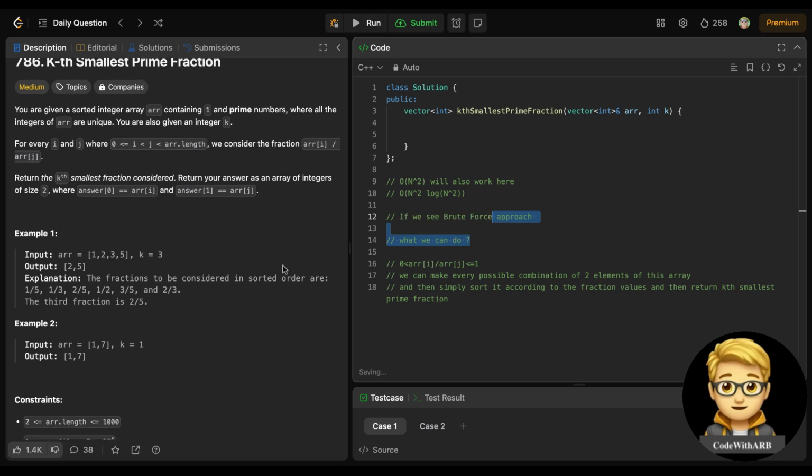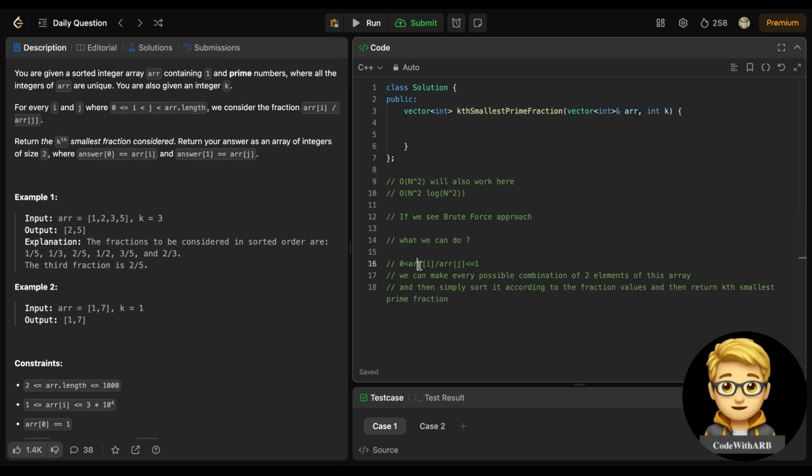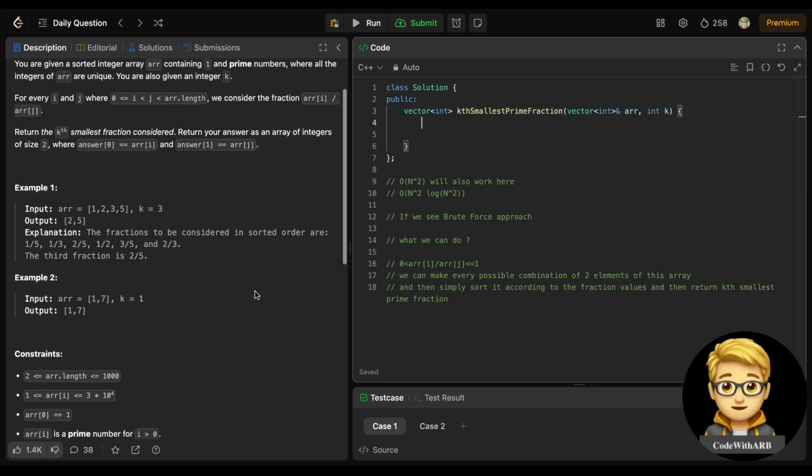This will be a valid solution because the constraints are very small here. For making every possible combination, it will take O(n square), and by sorting, since all the O(n square) values can be an answer, that will be O(n square log of n square). That will be the time complexity, which is 10 to the power 6 times log of n square, about 6 times 10 to the power 6. So that will be O(n square log n square), right? So this will be an approach.